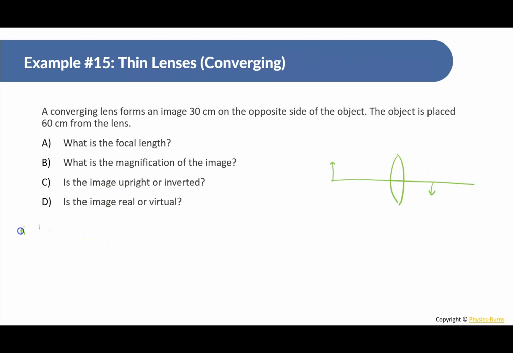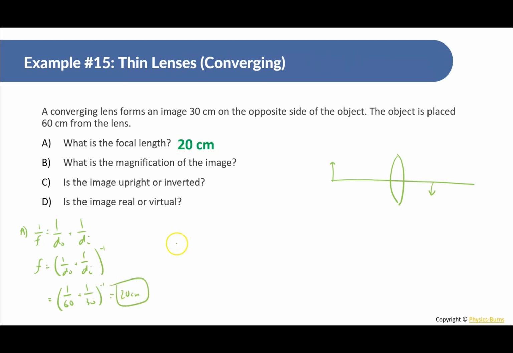1 over focal length is equal to 1 over distance of object plus 1 over distance of image. We're looking for the focal length, so we're just finding the inverse of this. So focal length is equal to the inverse of 1 over distance of object plus 1 over distance of image. 1 over distance of object is 60 centimeters, plus 1 over 30, that's the distance of image. Inverse of that, let's calculate it. 1 divided by 60 plus 1 divided by 30, and then inverse, so we get 20 centimeters as the focal length.